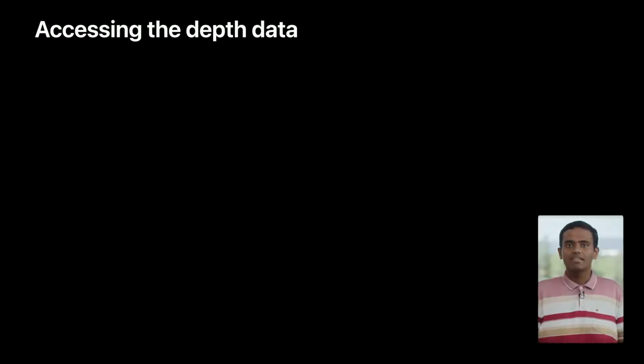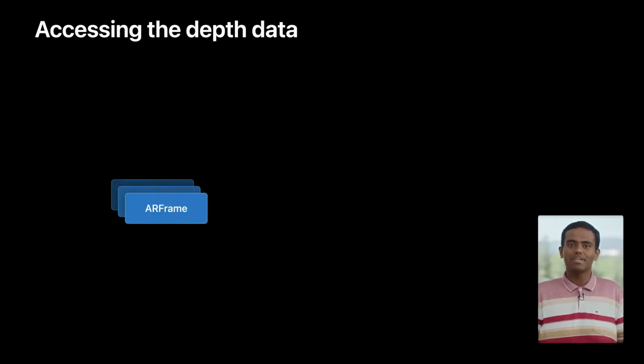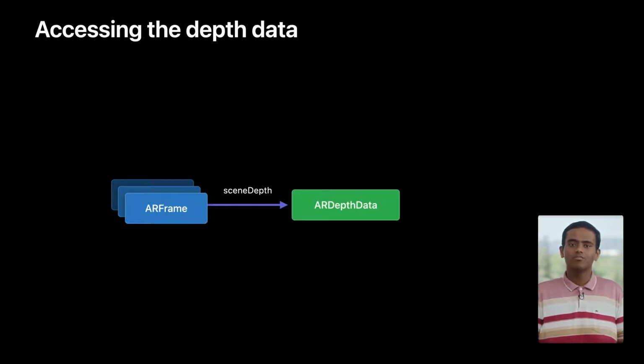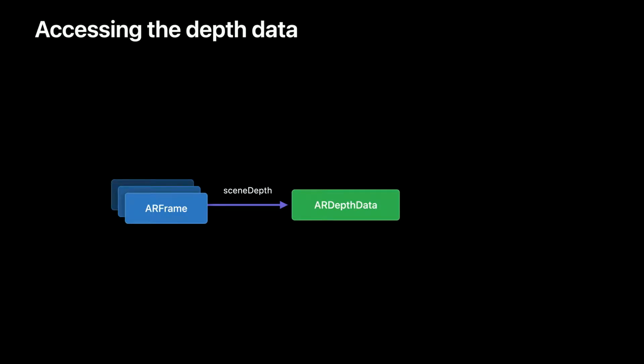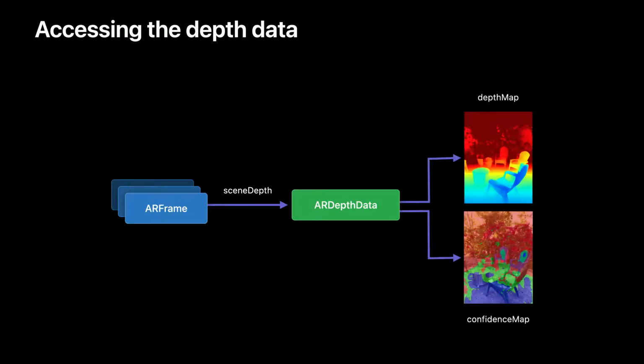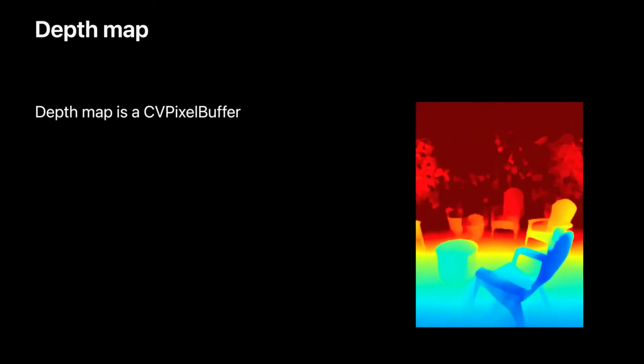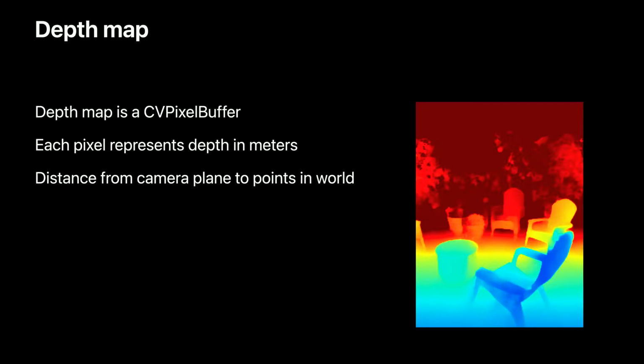To access the depth data, each AR frame will have a new property called scene depth. This provides an object of type AR depth data. AR depth data is a container for two buffers. One is a depth map, and the other is a confidence map. The depth map is a CV pixel buffer, where each pixel represents depth and is in meters. And this depth corresponds to the distance from plane of the camera to a point in the world. One thing to note is that the depth map is smaller in resolution compared to the captured image on the AR frame, but still preserves the same aspect ratio.